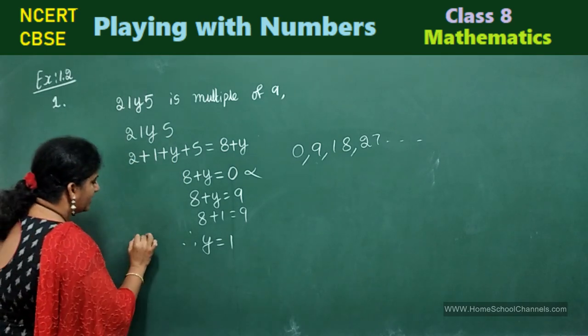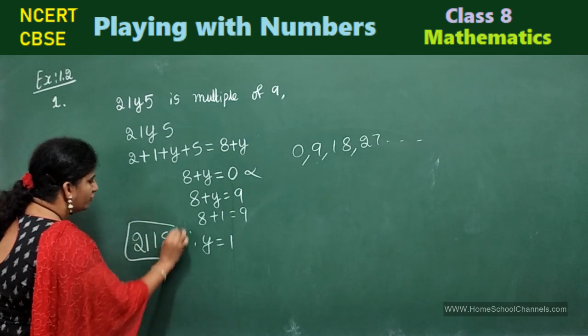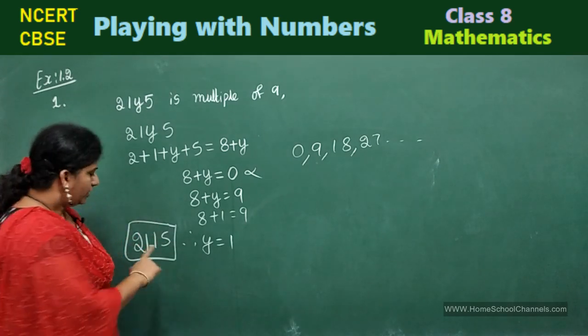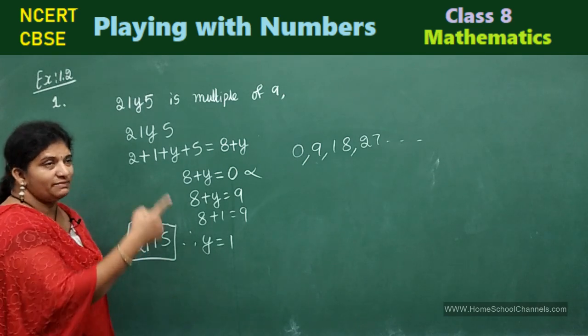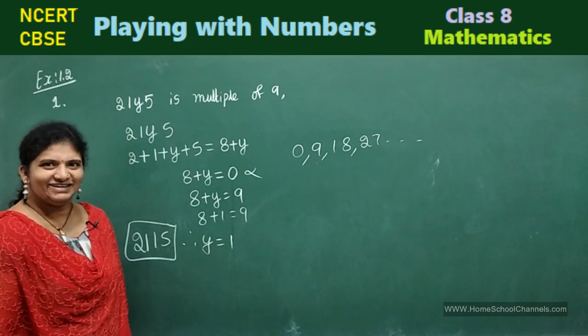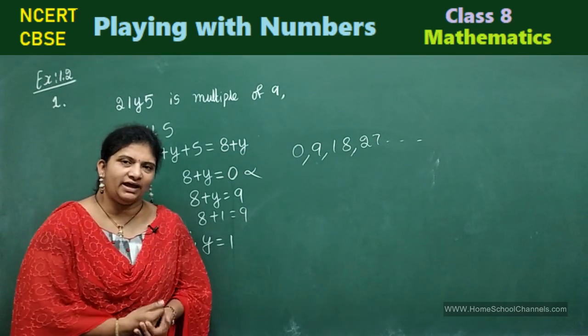The 4-digit number will be 2115. 2 plus 1 is 3, 3 plus 1 is 4, 4 plus 5 is 9. 9 is a multiple of 9. Is this clear? Multiple of 9 means it will be divisible by 9.